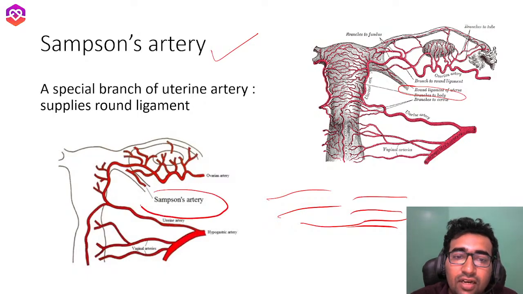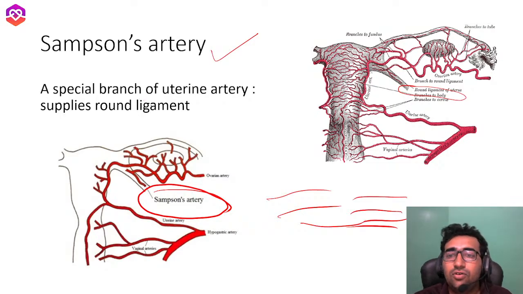It passes through the round ligament of the uterus, Sampson's artery. Okay, so what are the branches I told you? Ovarian artery is there, uterine artery is there. The uterine artery has an ascending branch and a descending branch. Even the vaginal artery can be a branch of the uterine artery or separate, whatever. Maybe Sampson's artery is also a branch that will pass through what?